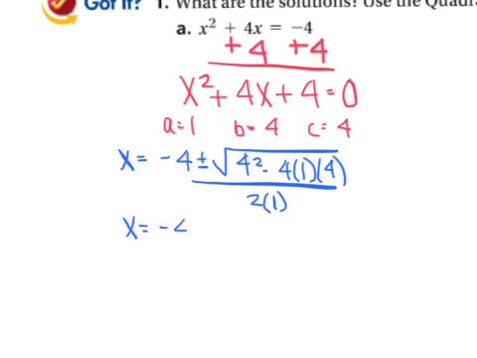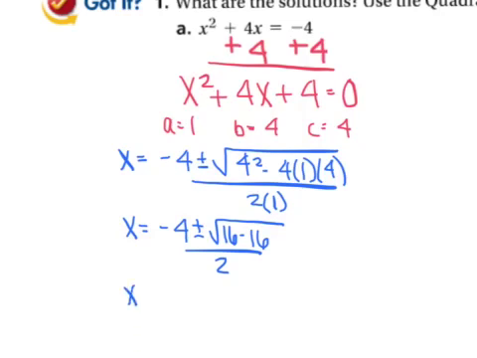So we have negative 4 plus or minus the square root of 16 minus 16, over 2. Is it always going to be like that? No, because sometimes it doesn't work out that way. You mean the 16 minus 16? Yeah, it's not always going to be like that. Our first one wasn't like that.